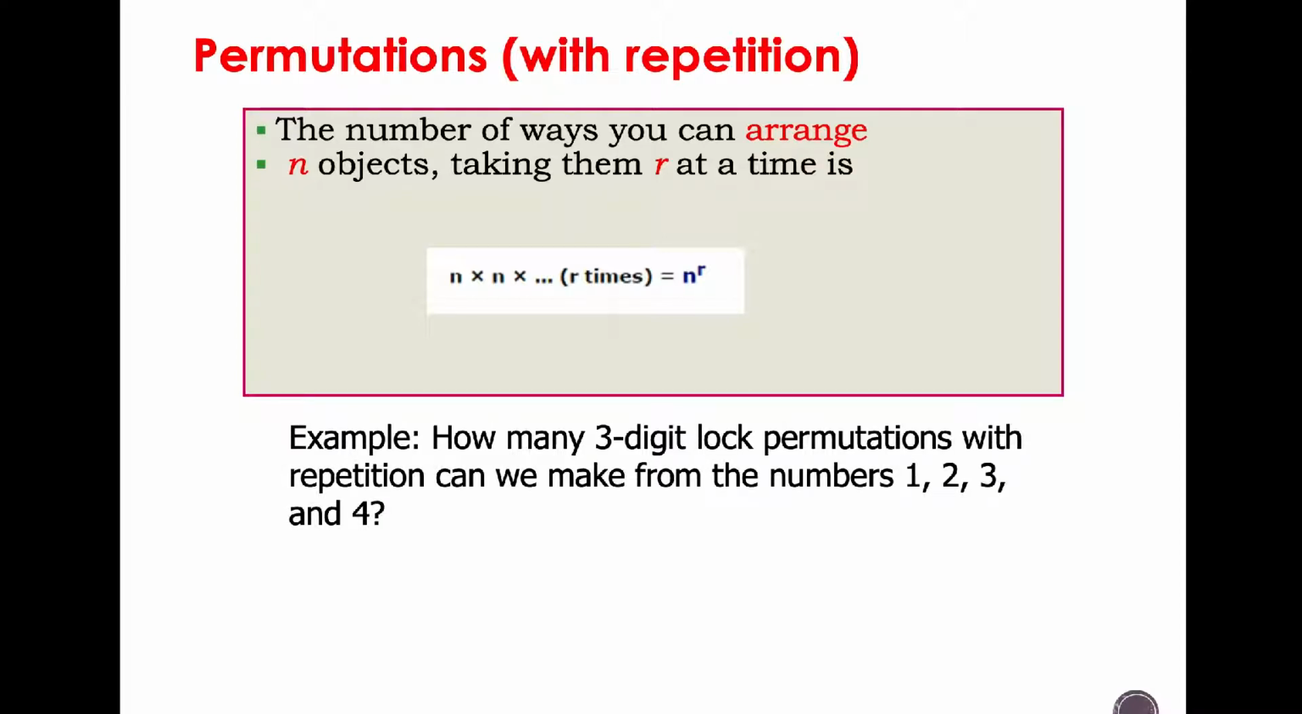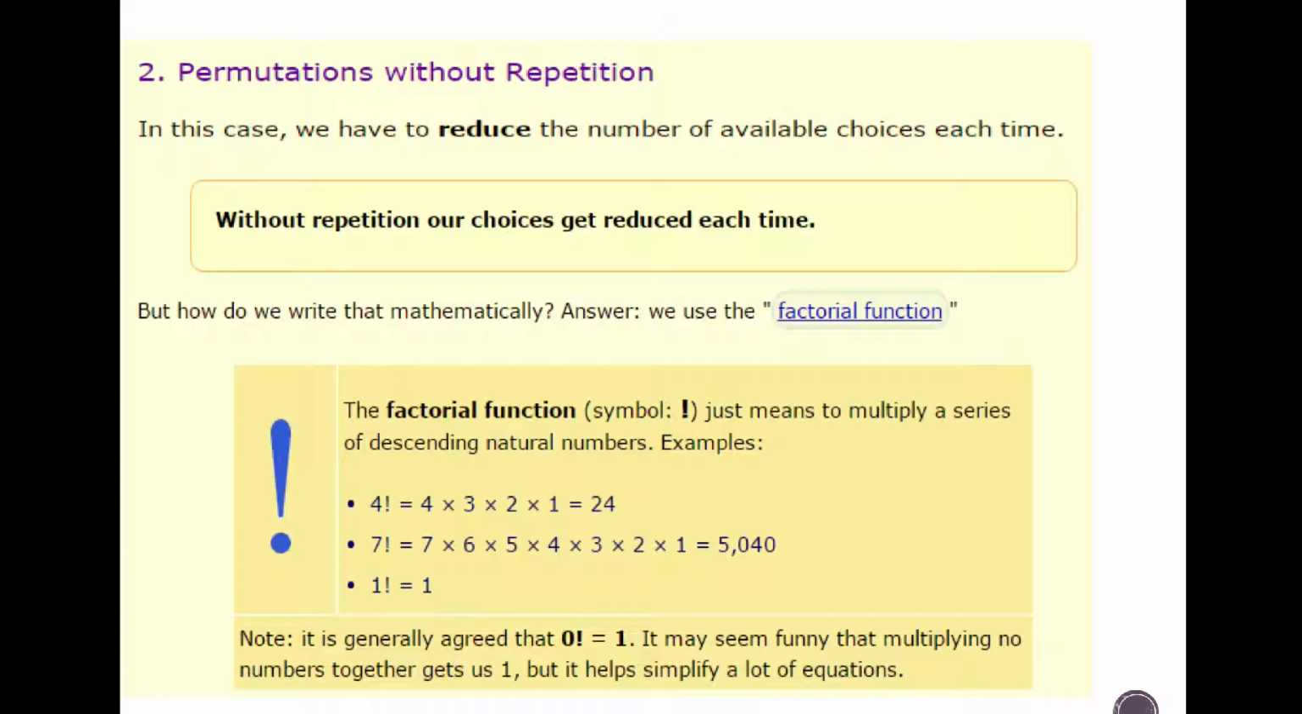For example, how many 3-digit lock permutations with repetition can we make from the numbers 1, 2, 3, and 4? So it's easy. n is 4 and r, the number taken at a time, is 3. The total number of lock permutations you can make from this 3-digit lock is 64, because 4 to the power of 3 is 64.